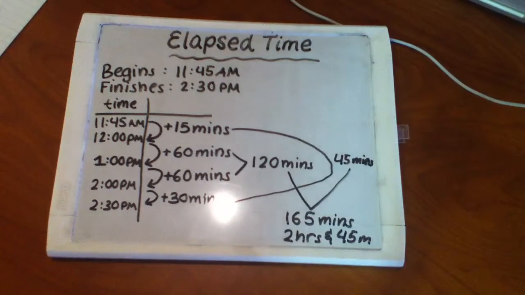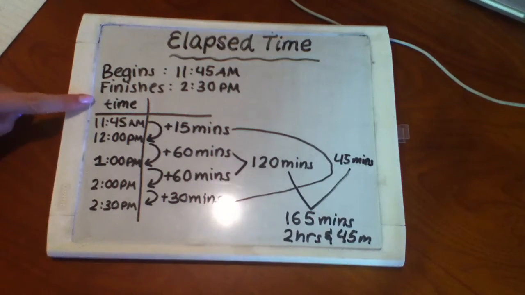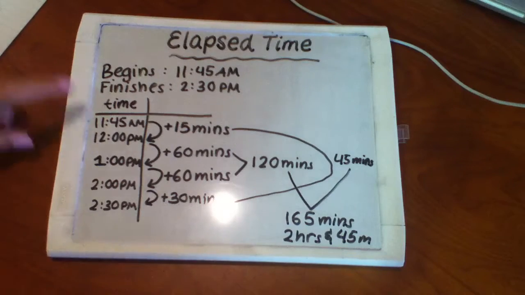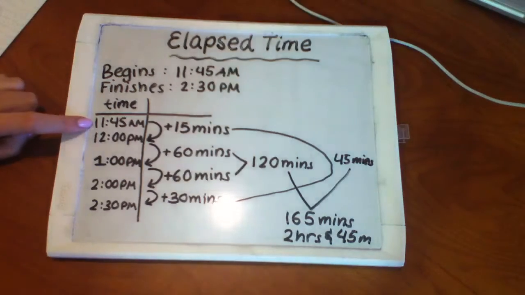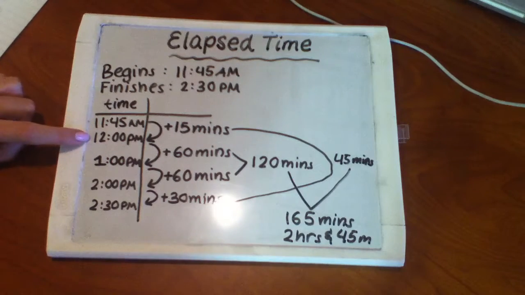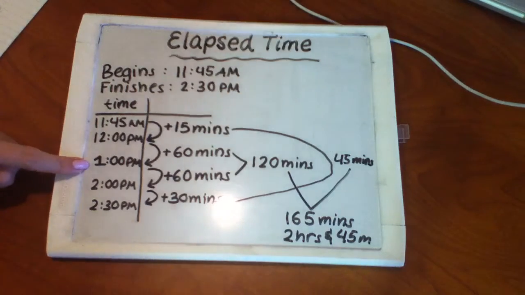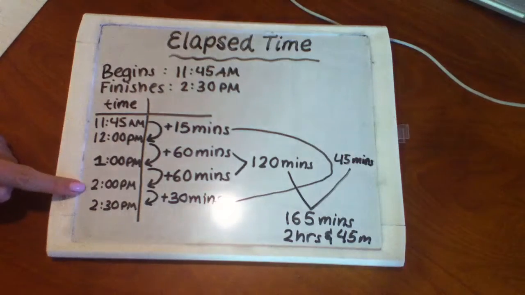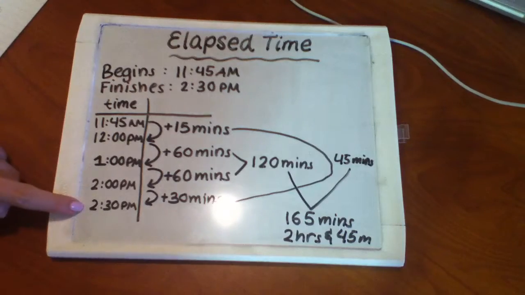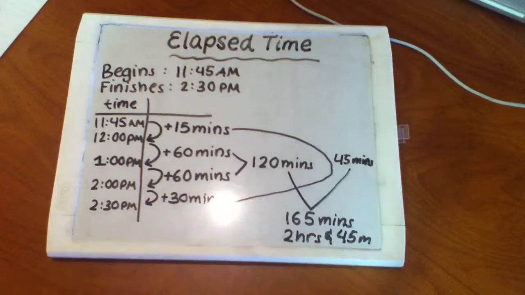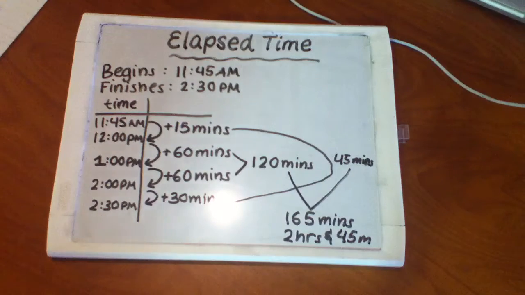So, just to review quick, we did a T-chart for our first way, and we did the make 60 approach with it. So we used our start time, and we tried to get to the next hour, or to 60 full minutes, and that was 12 p.m., so we added on 15 minutes. To get to the next hour, we just added on 60 minutes. To get to the next hour, another 60 minutes. And then to get to our final time, we just needed to add on 30 minutes. And then we added those minutes together and got 165 minutes, which is 2 hours and 45 minutes.